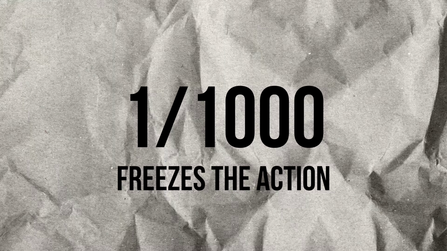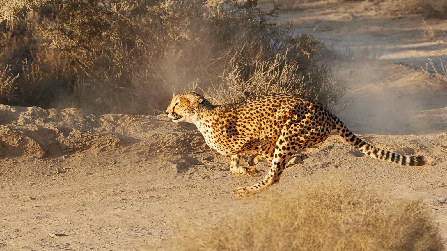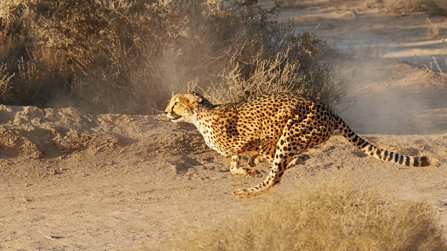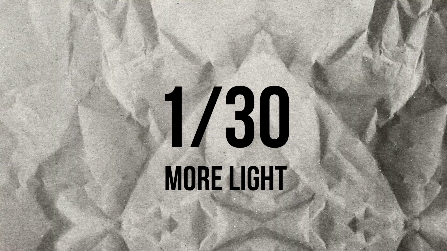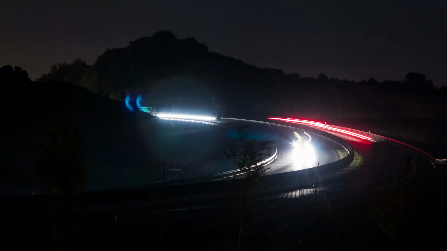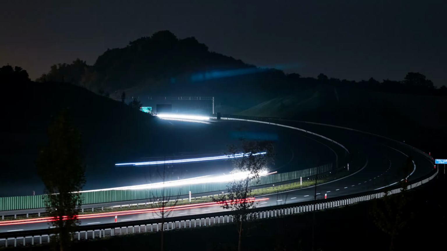For example, a shutter speed like 1/1000 freezes the action. It's great for sports, wildlife, or anything that's moving really fast. On the other end, a slow shutter speed like 1/30 lets in more light, but it adds motion blur, and it's great for low light, or even adding creative effects like light trails. So let's talk about real world use.